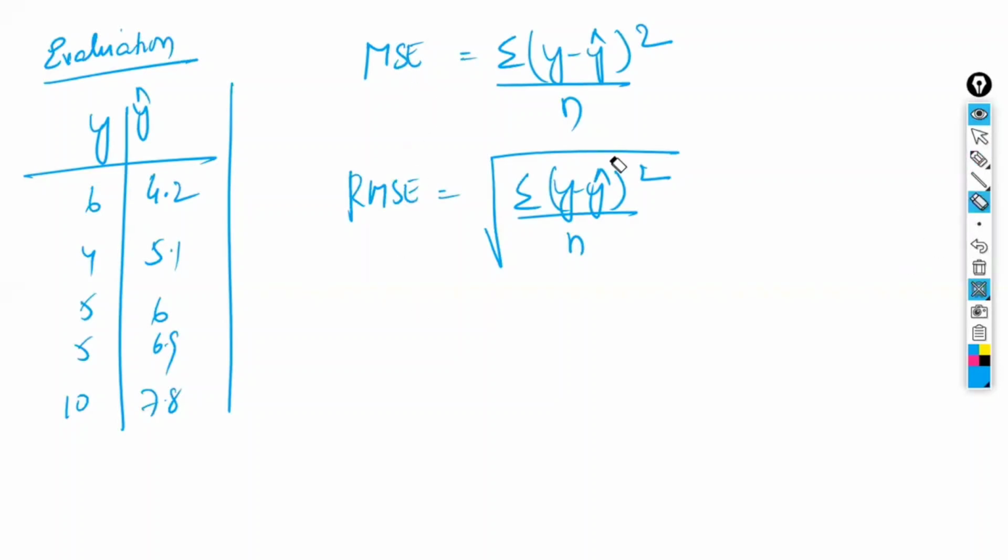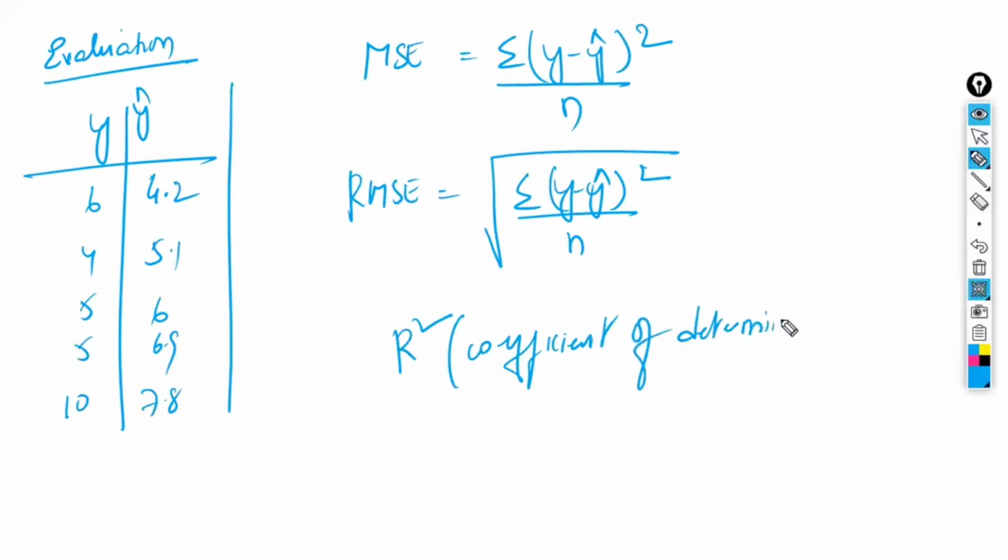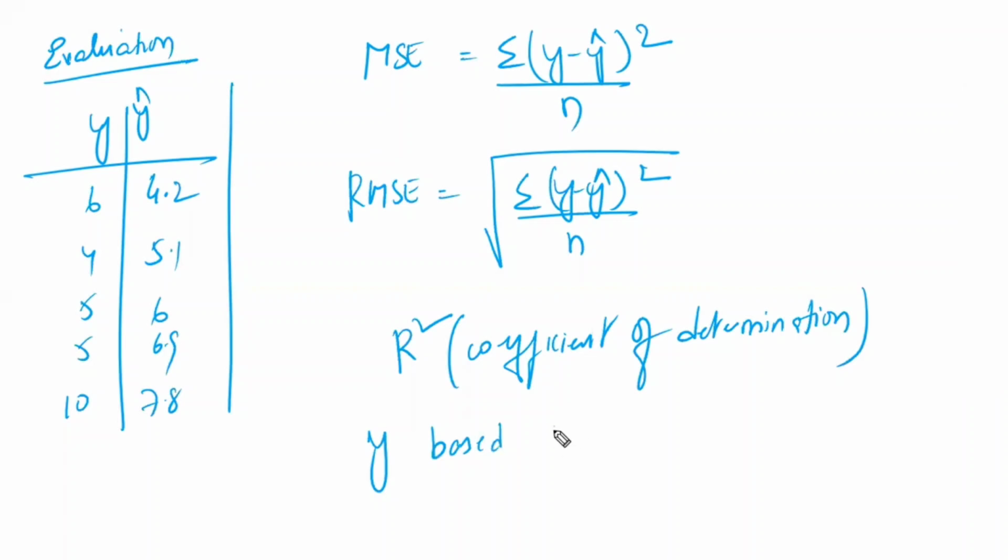Now the question is, there is one more evaluation measure called R square. Within the evaluation, one more is called R square, which is called the coefficient of determination. So what is meant by coefficient of determination? It means how much percentage it is determining the y value based on the x values.